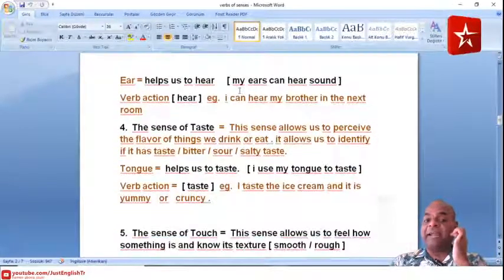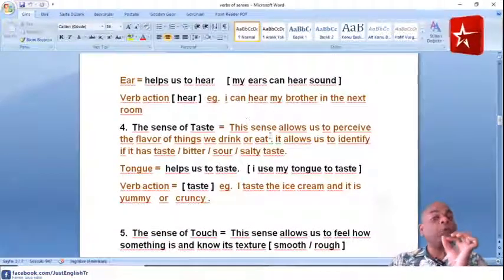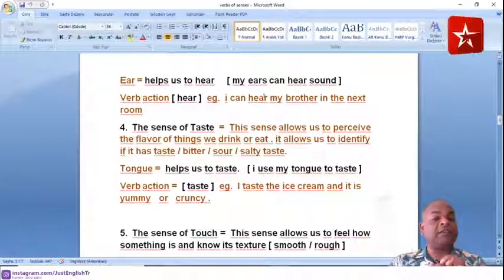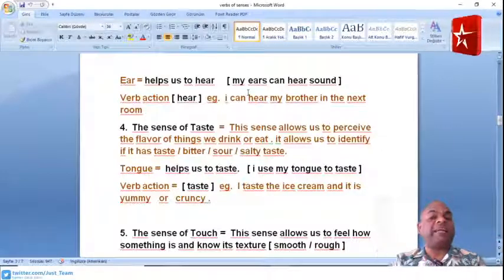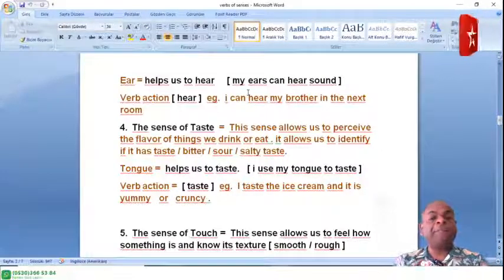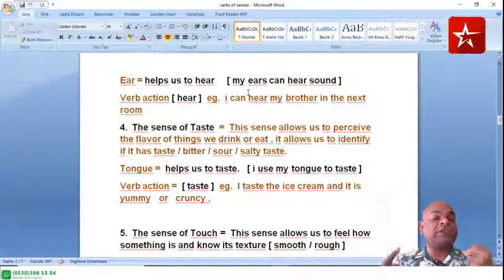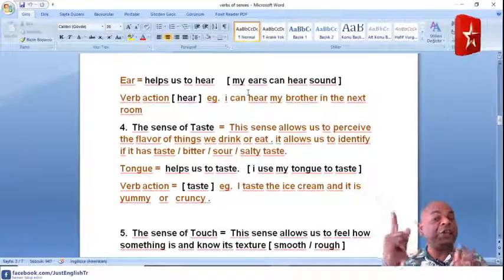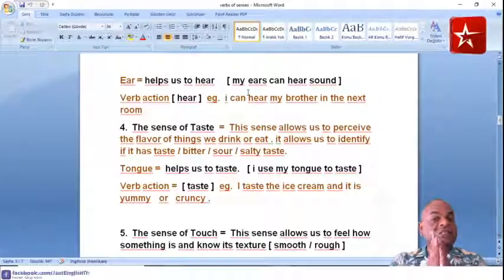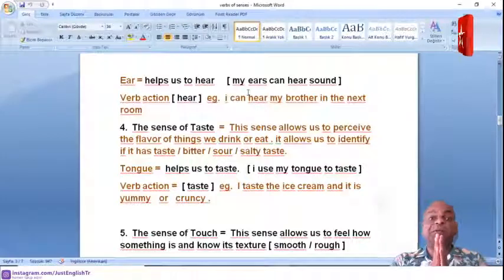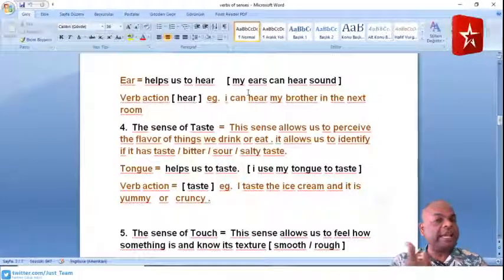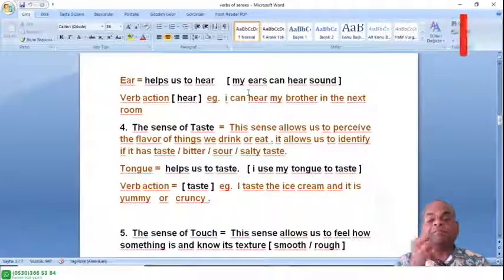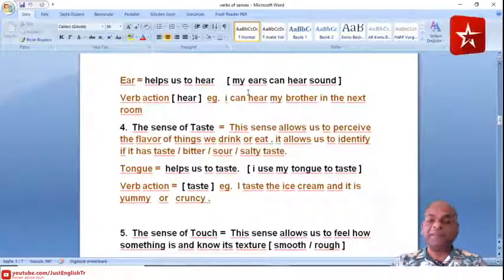Now here, students, I have an example. I want you to tell me about the verbs here. My ears can hear sound. Which sense is that? Is it sight, or is it smell, or is it hearing? Students, tell me, which sense is that?